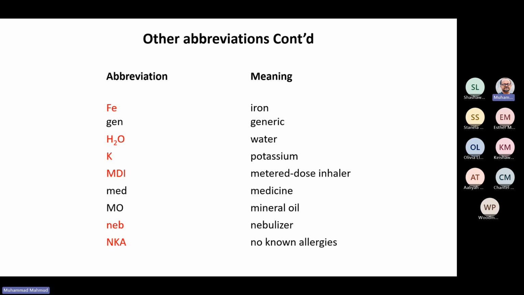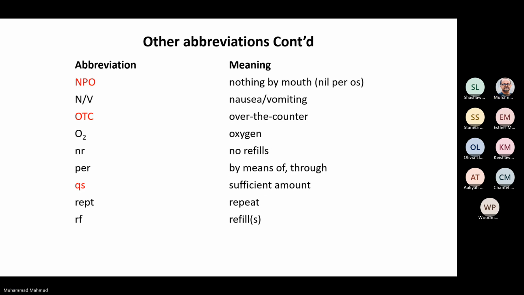MDI stands for metered dose inhaler. Mineral oil, then we have nebulizer, and NKA stands for no known allergies. NPO is for nil per os, that means nothing by mouth. Patient is advised to have nothing by mouth, and the order should say NPO. NV for nausea, vomiting. Over the counter is OTC. When we purchase any medication as OTC, we don't need any prescription for that.